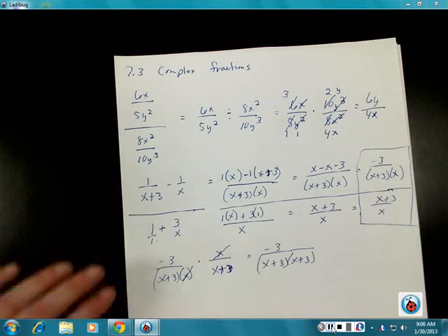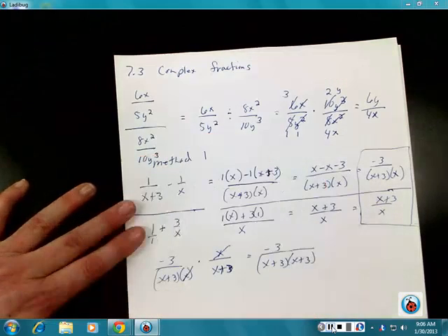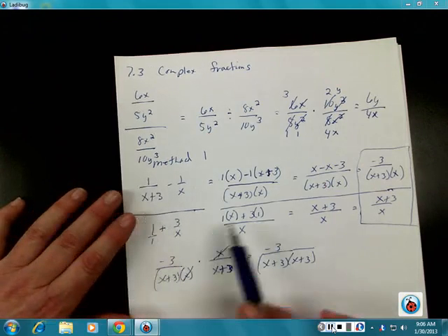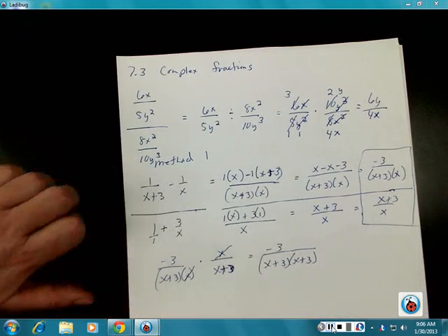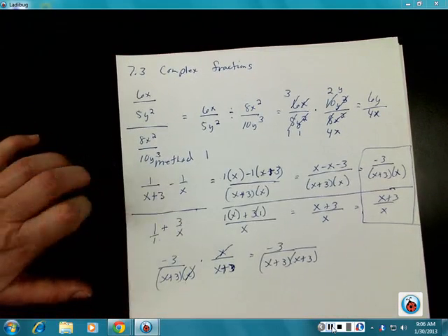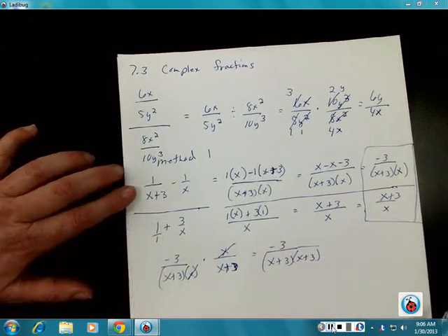Okay, this is method 1. Method 1 is kind of tedious, and it's long because in method 1 you've got to do all of this work of working with each fraction separately. Okay? But there is an easier method. We're going to do the same problem using the easier method, and then you can choose which one you like.